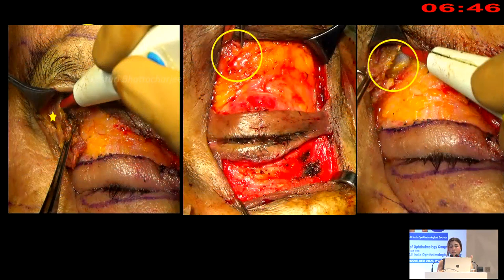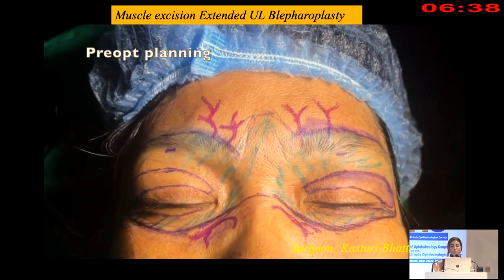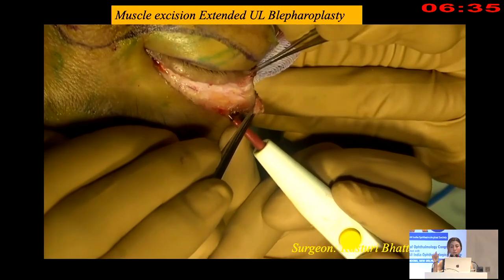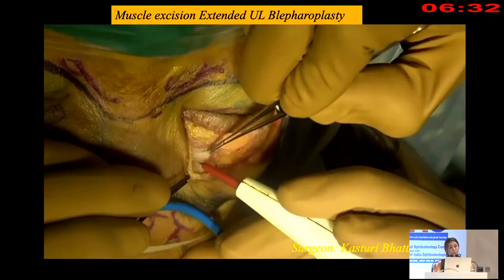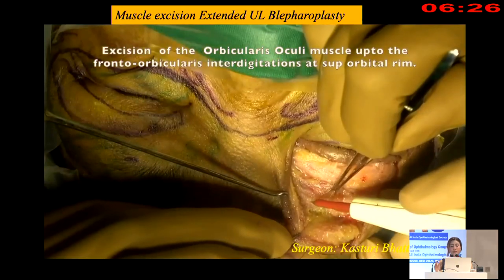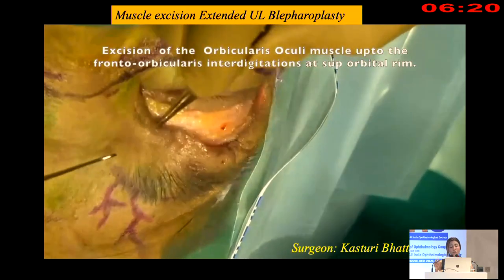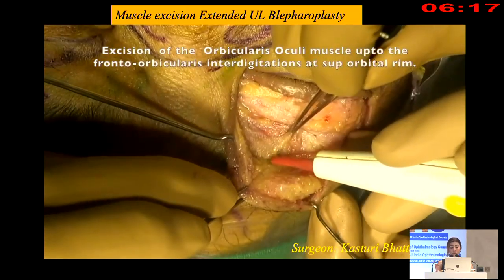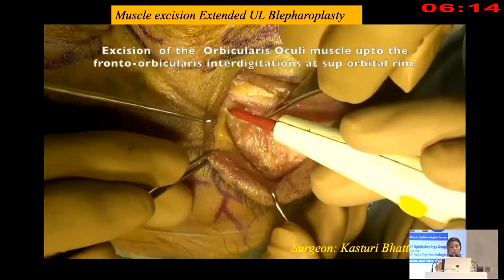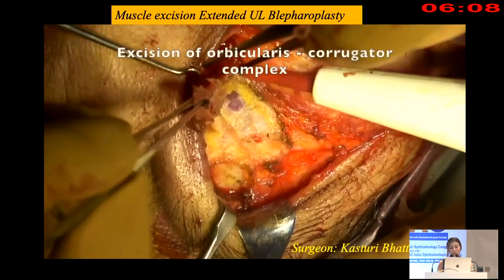In apraxia of eyelid opening, the main pathology is the silencing of the LPS along with the involuntary contracture of the orbicularis. So you need to remove the rheolan muscle, and remove some amount of the pretarsal, keeping a strip of the pretarsal, and the maximum amount of orbicularis along with the other protractors of the eyelid. When I say protractors of the eyelid, this includes the orbicularis, the procerus, and the corrugator. Orbicularis you need to remove right up to the fronto-orbicularis interjunction, and when you remove the corrugator you should be very careful, because just below the corrugator you have a very important structure. This is the superior ophthalmic vein.